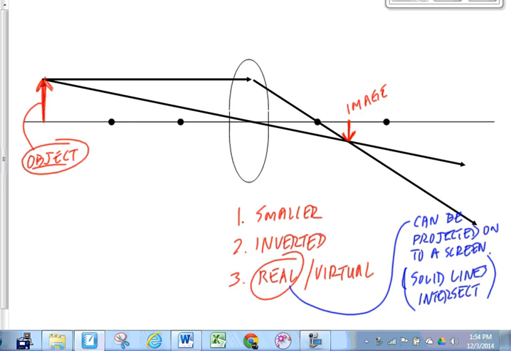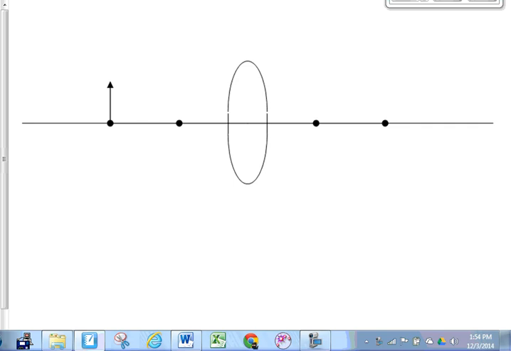Let's try the second one. Same two rays. I'll draw the second diagram, though. This time, notice our object is a little closer to the lens. This time our object is at, if this is F, this is 2F. Now, understand, the focal point is actually on this side. I've only drawn them on this side as spacers. But it's the equivalent of twice the focal length away from the lens.